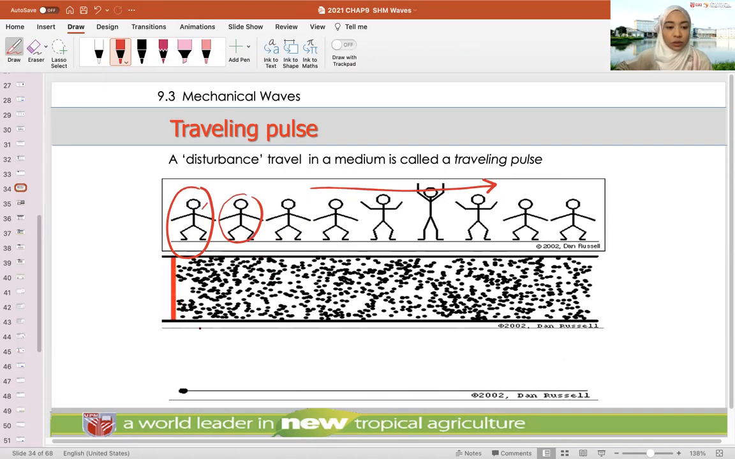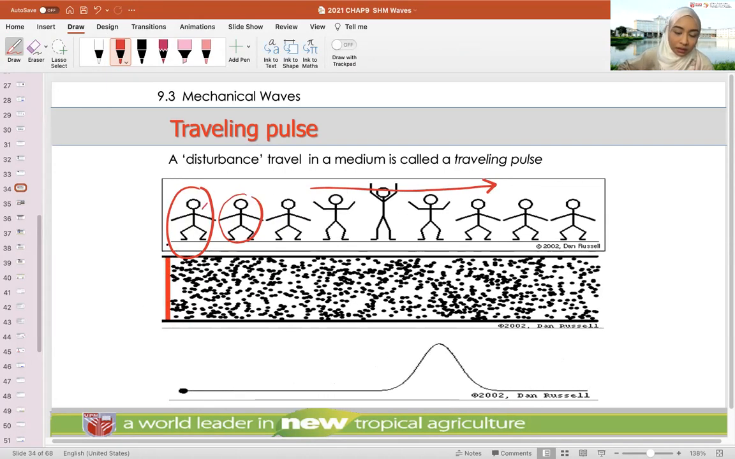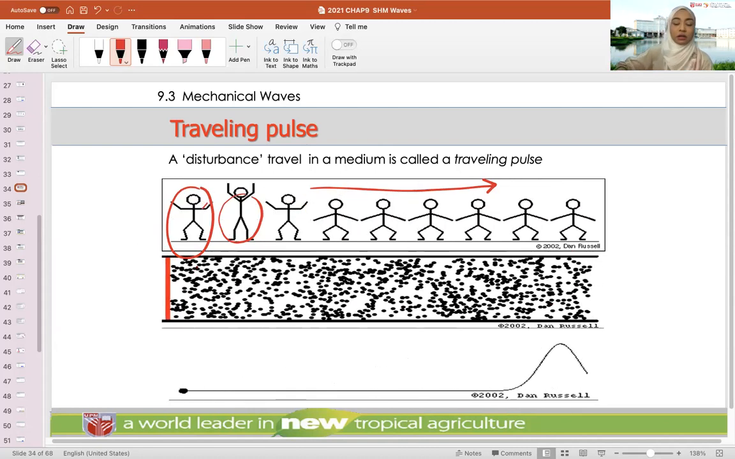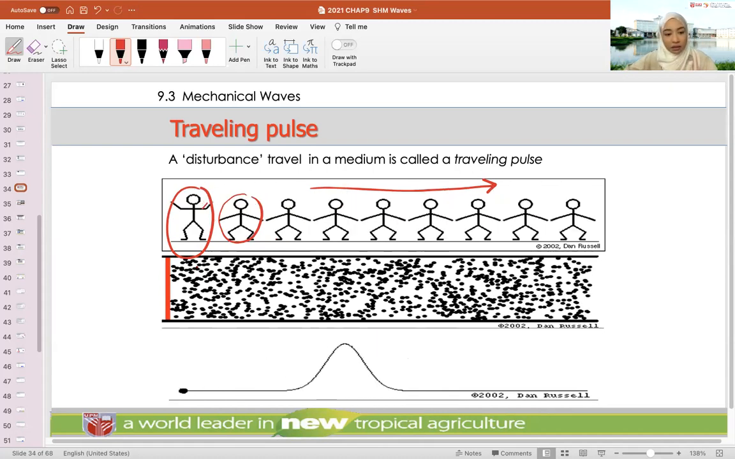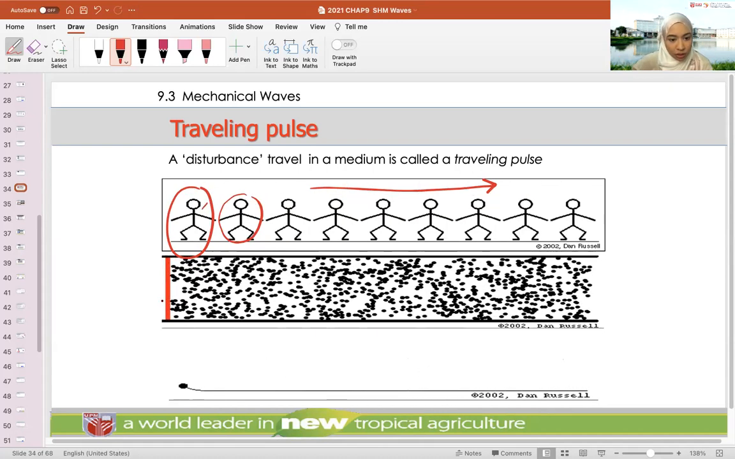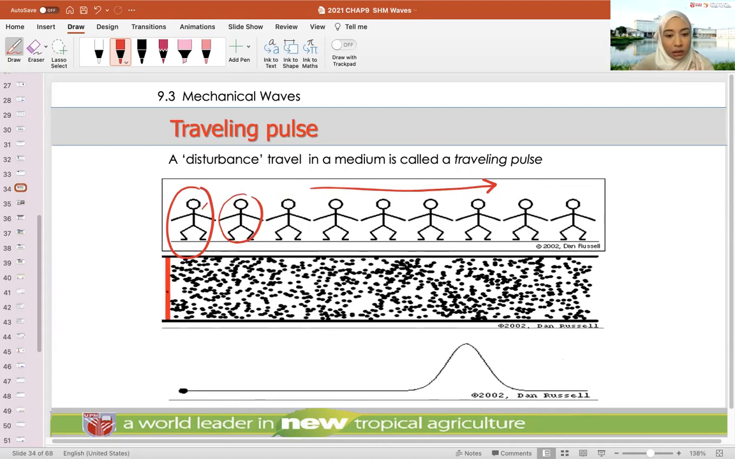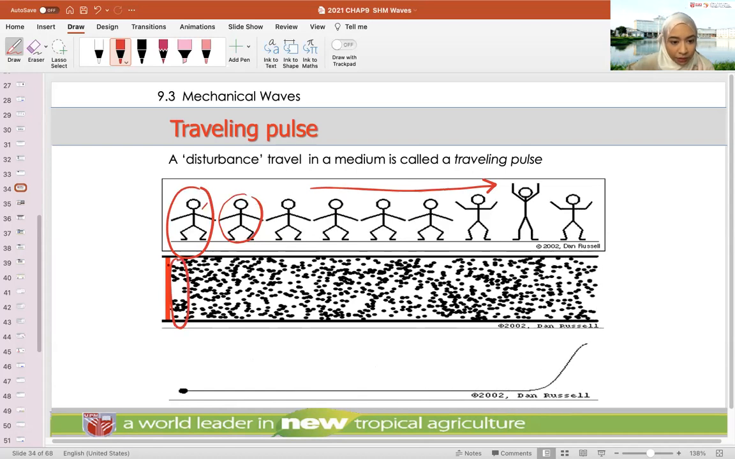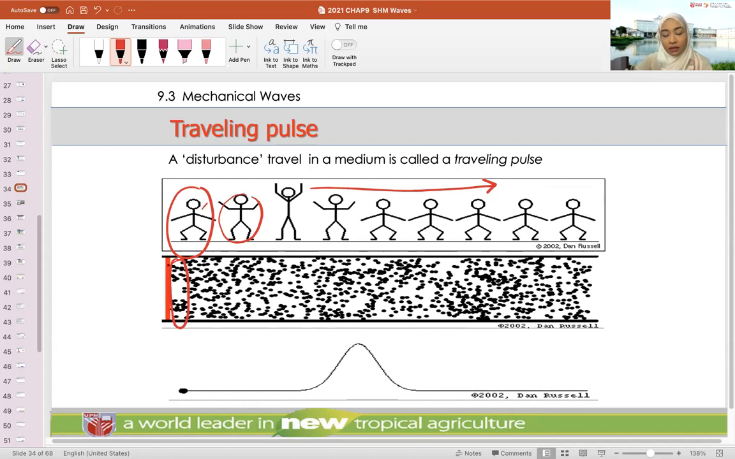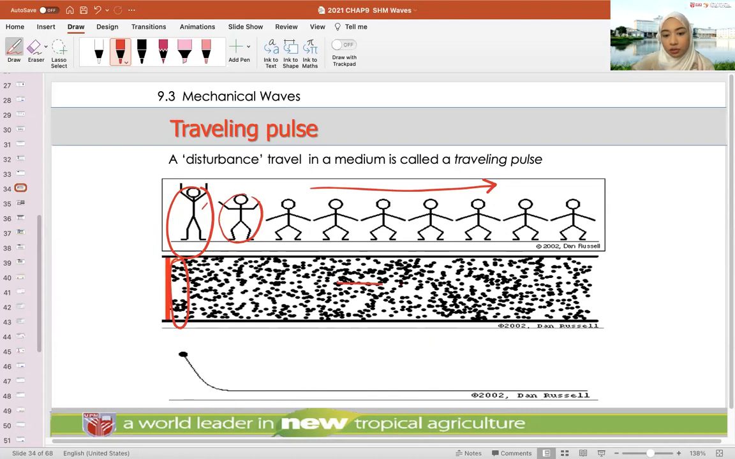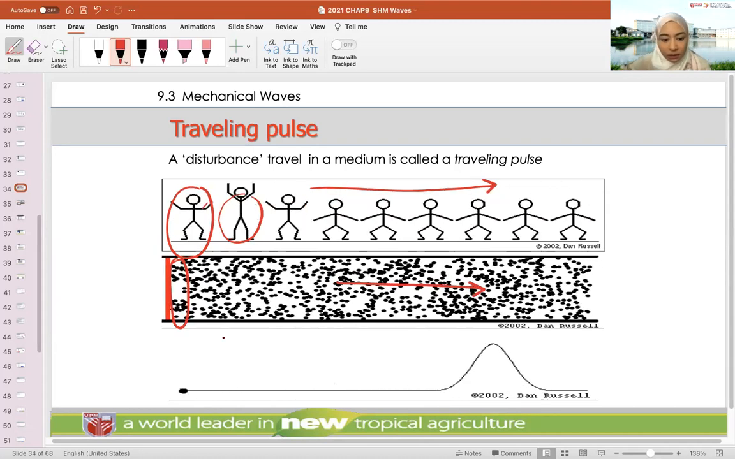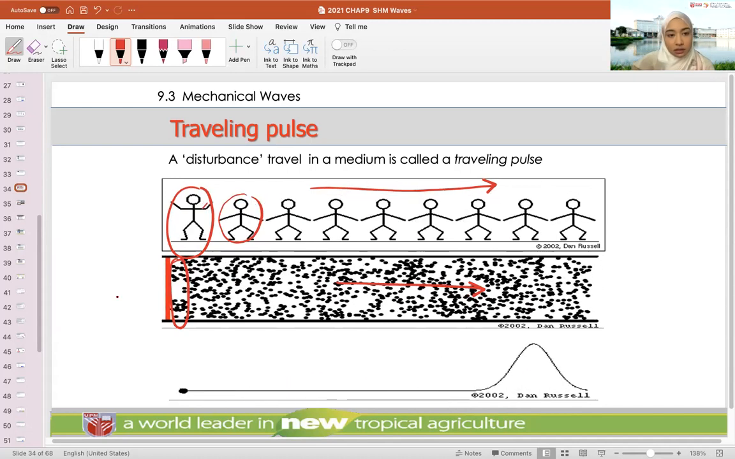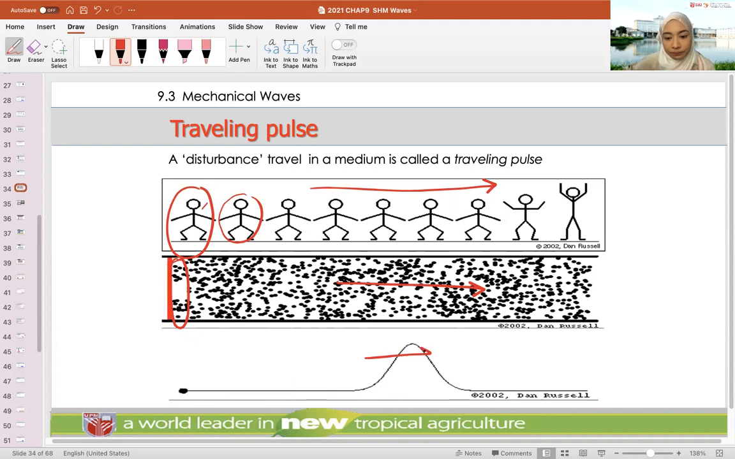And we also have this situation. This is a column of particles, right? And you have this object that is trying to compress the particles inside this column. So when it compresses, it causes a disturbance at the front part of the column. And that disturbance travels to the right side. And then again, in this one, we flick a string. That disturbance travels to the right.